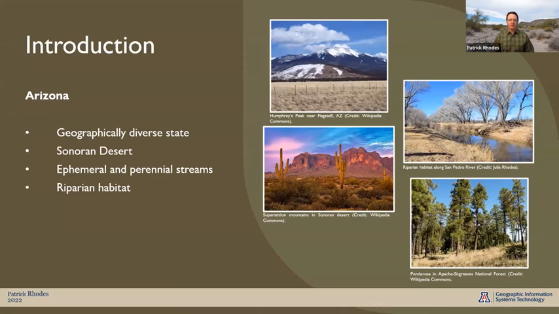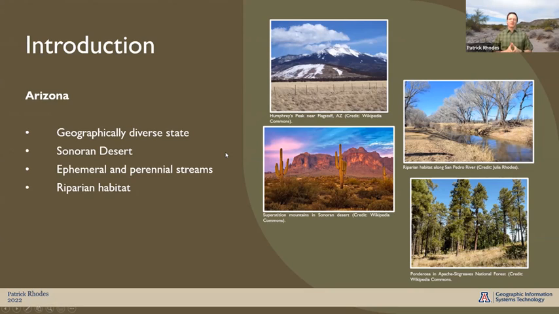Arizona is a very geographically diverse state. We very much think of the Sonoran Desert when we think of Arizona, especially if you're not from here. But if you live here, you know that there's quite a bit of variation and diversity in the landscape, such as Humphreys Peak, which is nearly 14,000 feet in elevation. And we have pine trees in upper elevation. We have some riparian areas. And of course, we have the Sonoran Desert itself.